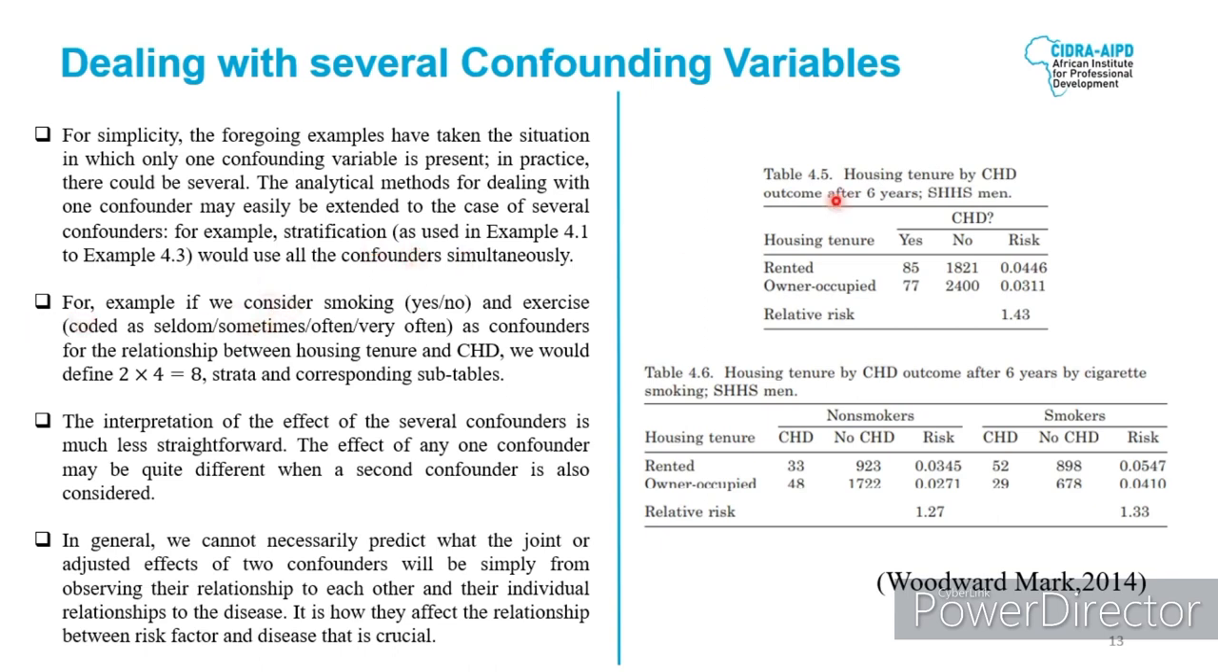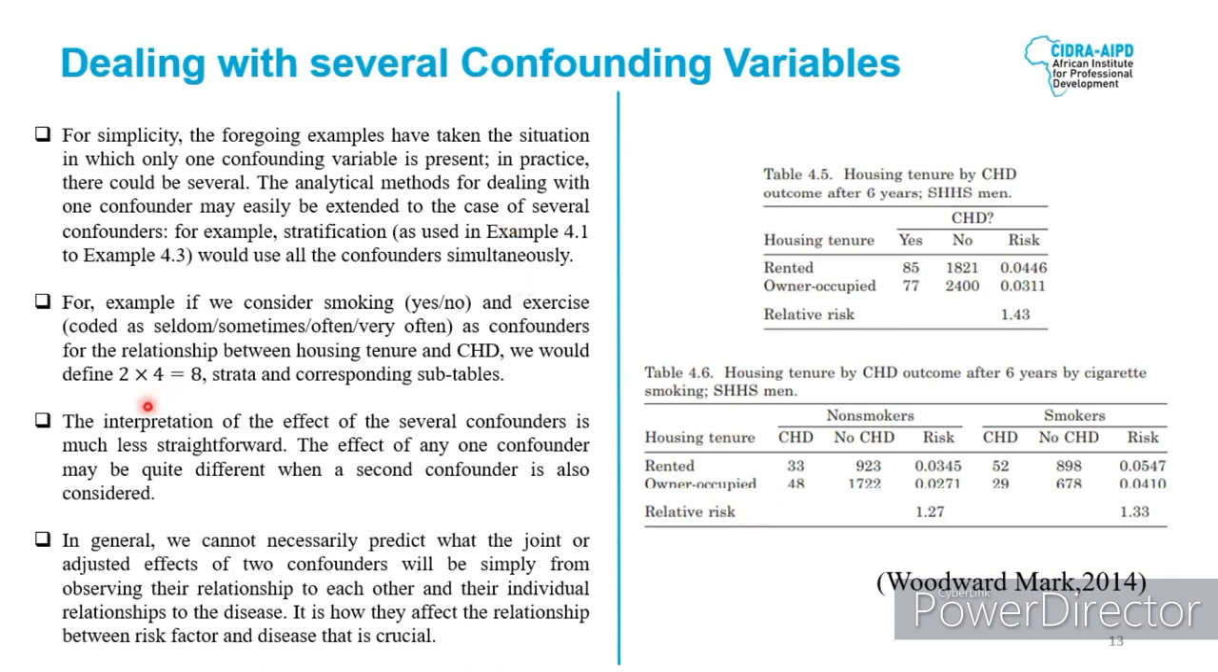So, we just talked about this example right now. If we consider smoking as yes or no, and exercise coded as seldom, sometimes, often, very often, as confounders for the relationship between housing tenure and CHD, we would define 2 times 4 equals 8 strata and corresponding subtables. So this is how we can deal with several confounding variables if they are applied in this example.